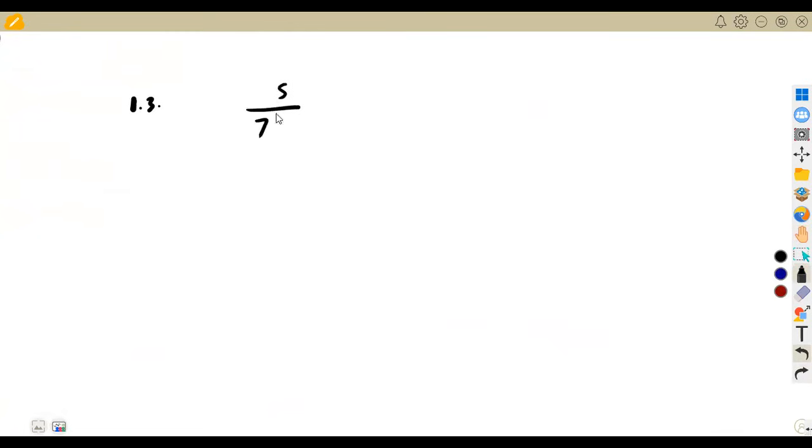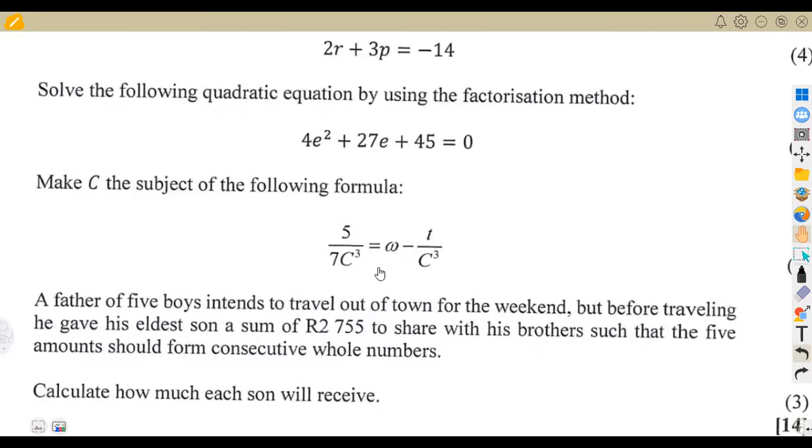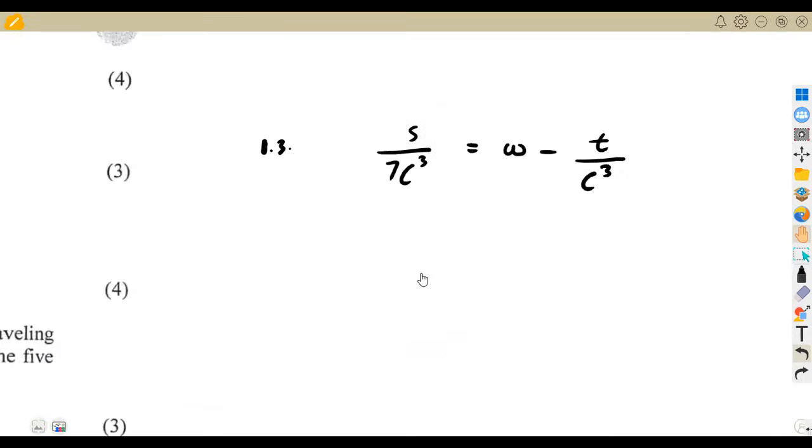5 over 7c to the exponent of 3 is equal to omega. So the sign that we are given there is the omega. Remember, we talk about this in our industrial electronics or even in our radian concept. And if we're talking about the sector of a circle, we talk about radians there, omega being involved there. So this is omega. They want us to make c the subject of the formula from this given equation.